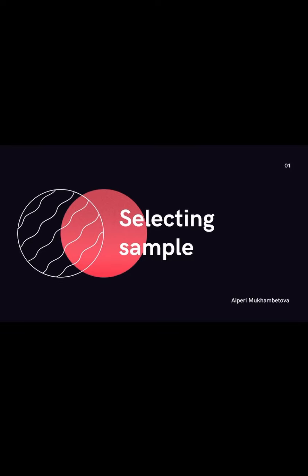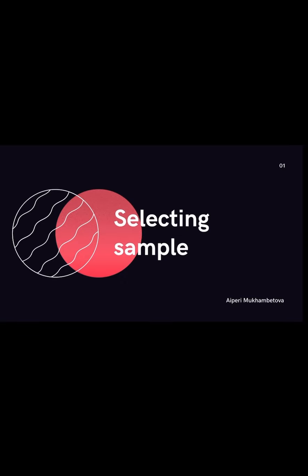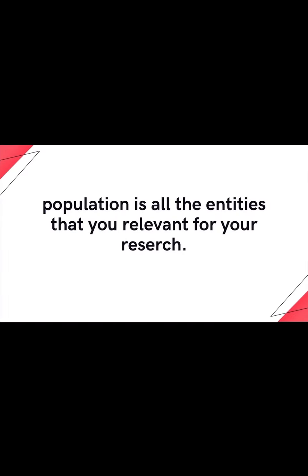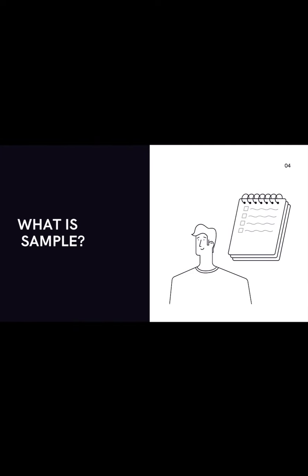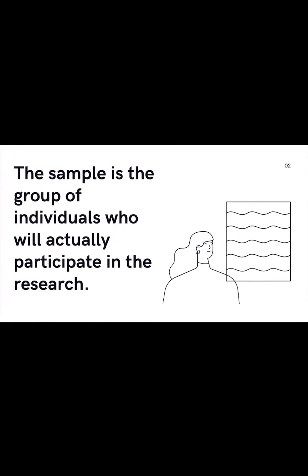Today we talk about selecting a sample. First of all, we need to know about population. Population is all the entities that are relevant for your research. And we need to know what a sample is. A sample is a group of individuals who will actually participate in your research.